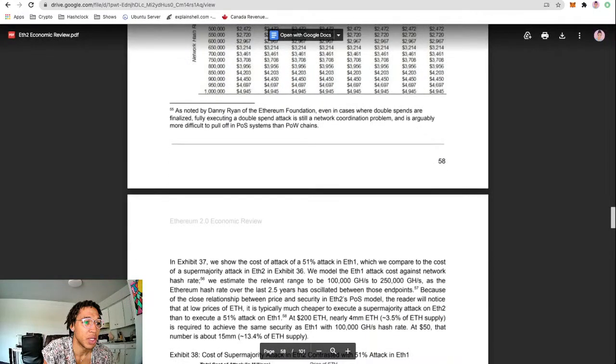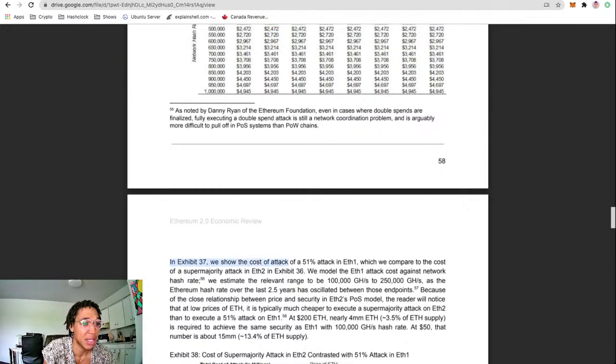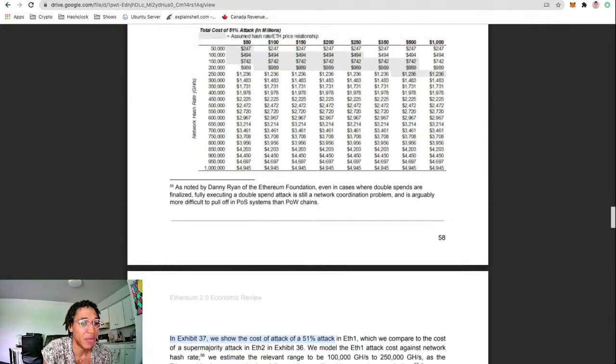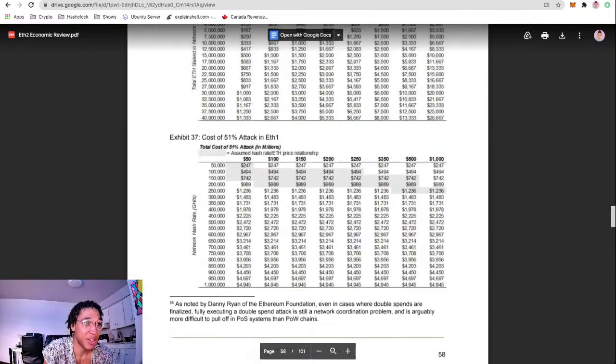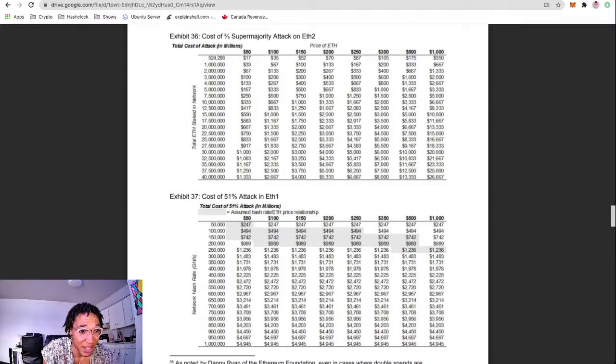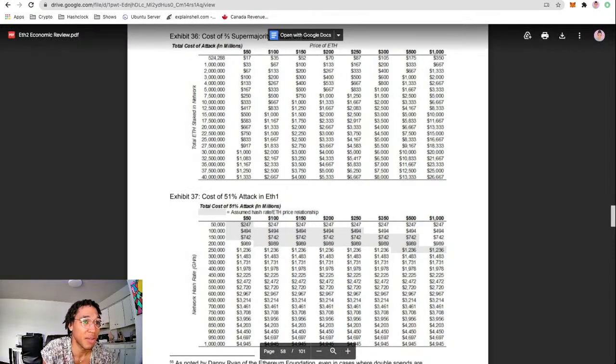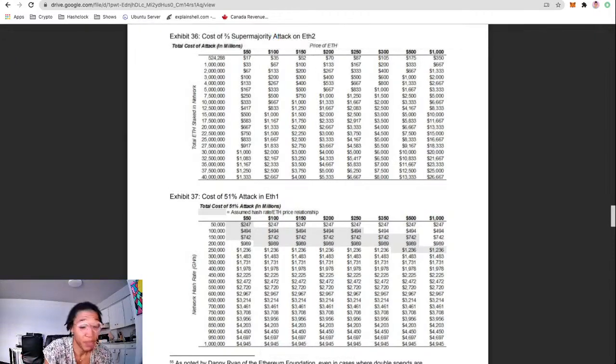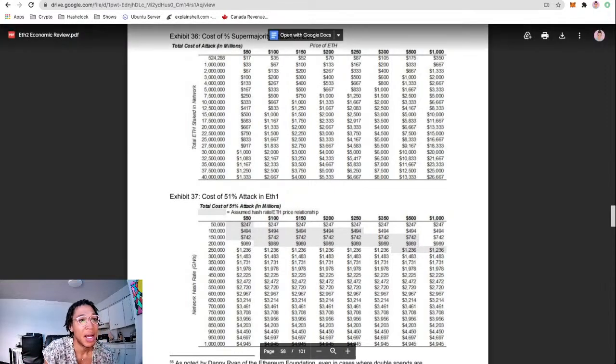Let's just see. In Exhibit 37, we show the cost of a 51% attack on ETH1, which we compare to the cost of a supermajority attack on ETH2 in Exhibit 36. So again, these are all mostly useless numbers because ETH isn't anywhere near that. But I'm just going to look at the last two columns of the graph with ETH at 500 and ETH at 1,000. Because ETH right now is close to 500, or it's at 400, I think, or something like that. And one could hope that over the next few months we'll see ETH at 1,000.